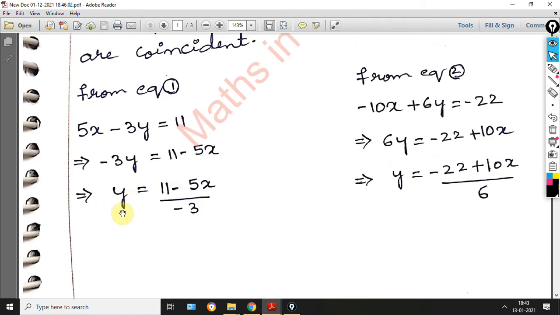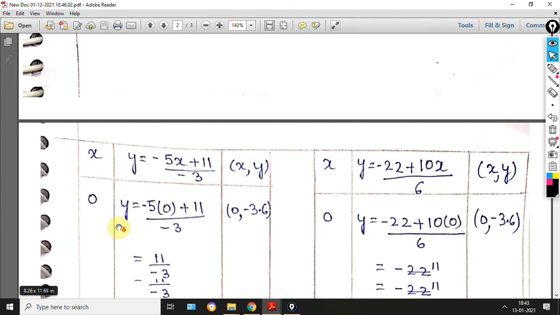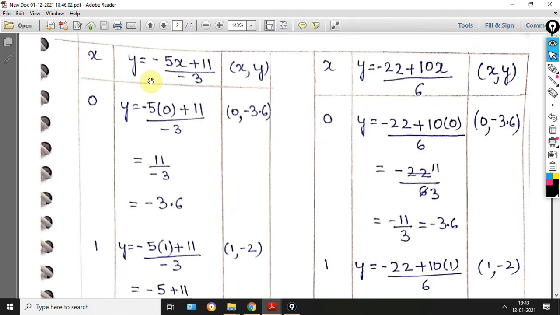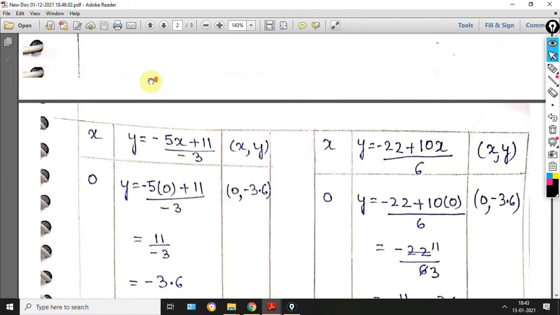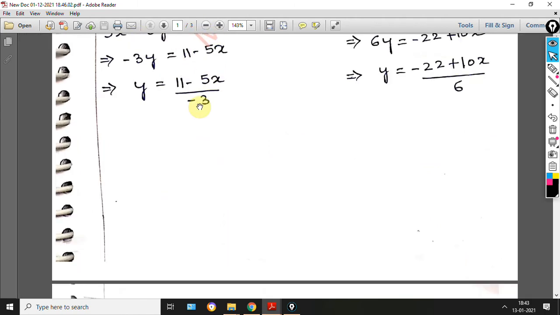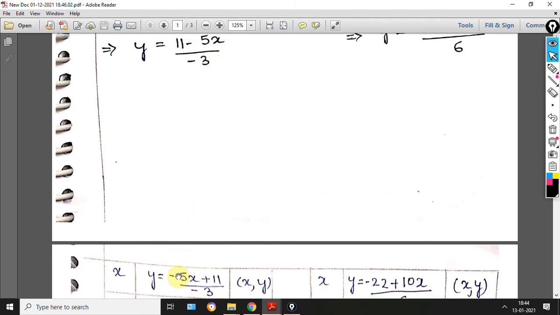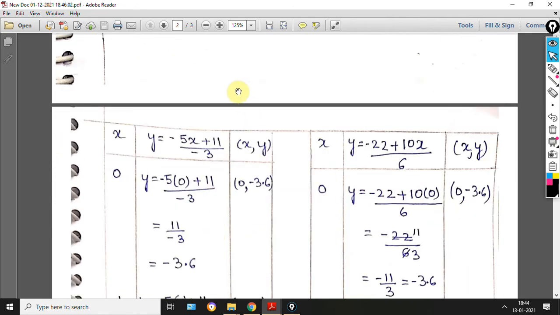So here we got the y value. Next, we have got an equation for y. This is the equation for y. Now we will draw the table. Here we put x, and y equal to what we got just now: minus 5x plus 11, divided by minus 3. Next, we write x comma y.